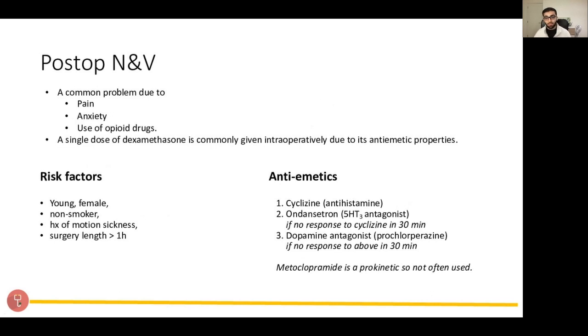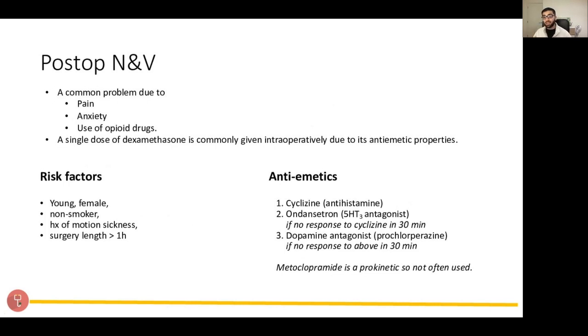So patients who are young and female, non-smokers. What this is saying is that smoking is protective against post-operative nausea and vomiting. Also patients who have a history of motion sickness, as well as patients who have surgery greater than 1 hour long.